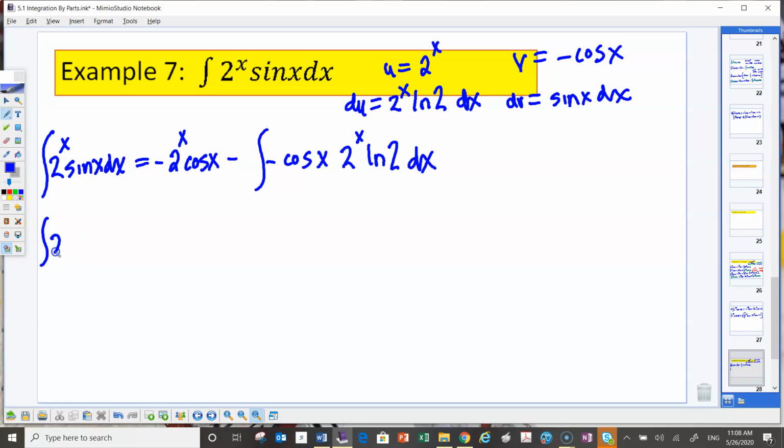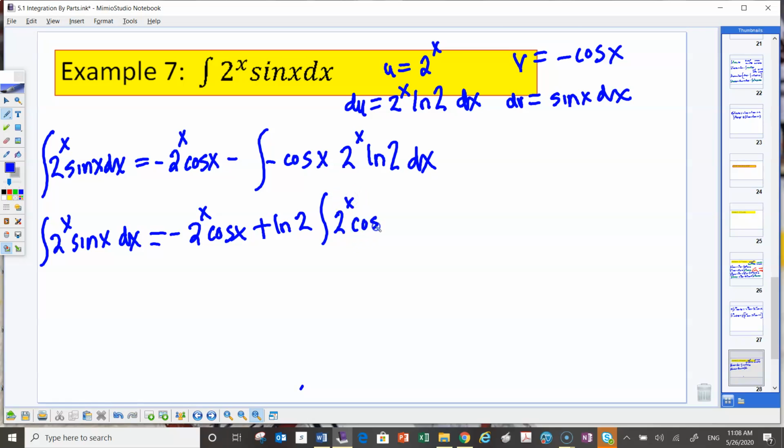Okay, so let's clean this up a little bit. And you just have to go slowly with these, and they usually work out quite nicely. This negative can come out front to be a positive. ln2 is just a constant, so I'm going to bring it out. And I'm left with the integral of 2 to the x cos x dx. And now I'm going to apply integration by parts to that.